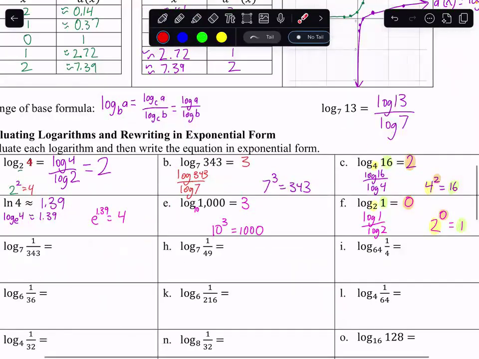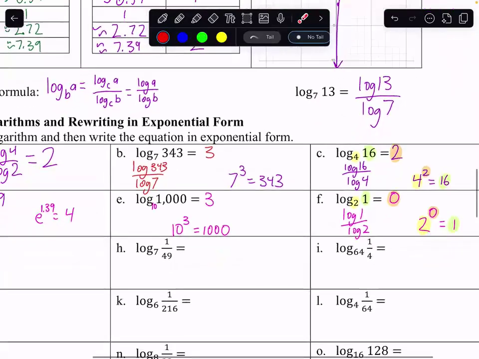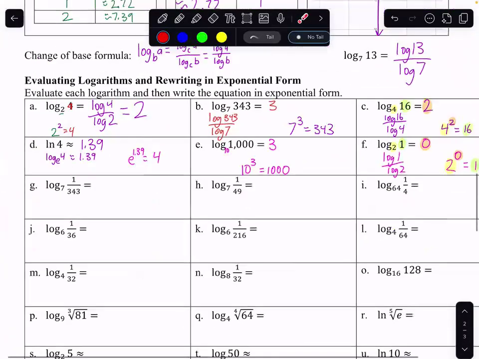Okay, so questions on any of these? Do you need to write log 4 and log 64 to put it in the equation? Or can we just do it by? Oh, so yeah, let me do one with a fraction. So let me jump over to letter G.